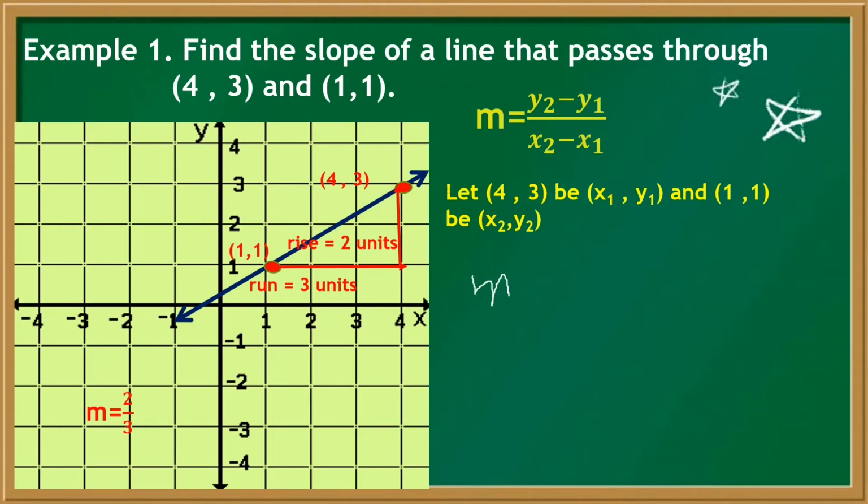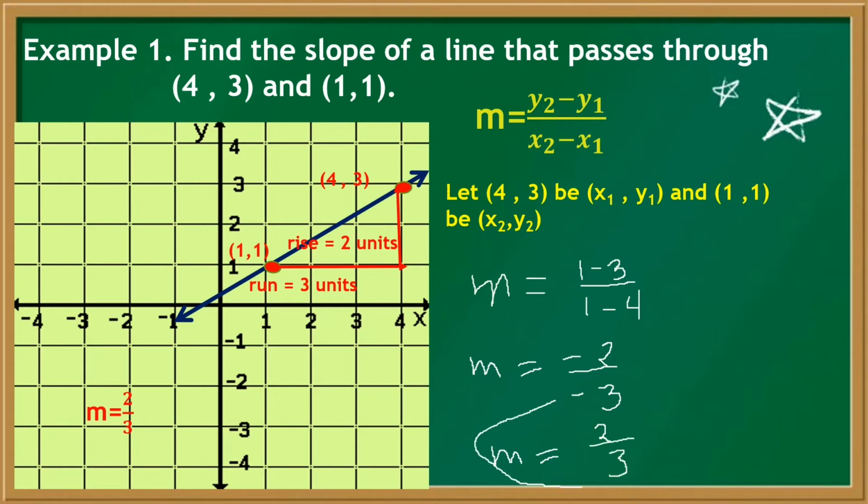Substitute the value in the formula. M equals y sub 2 is 1 minus y sub 1 is 3, all over x sub 2 is 1 minus x sub 1 is 4. Then the slope is equal to 1 minus 3 is negative 2 over 1 minus 4 is negative 3. Negative 2 over negative 3 is positive 2 over 3. The slope now is equal to 2 over 3.